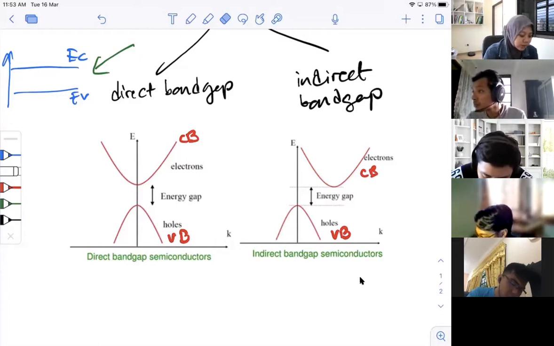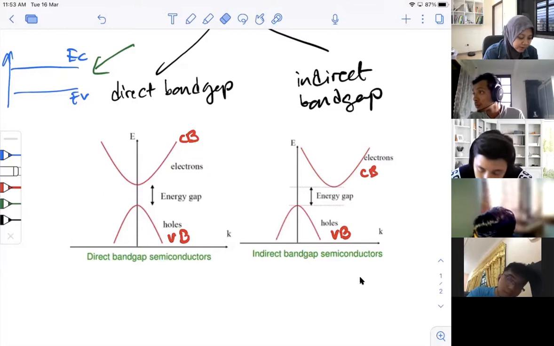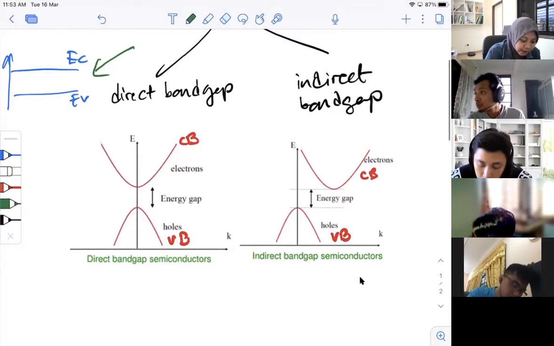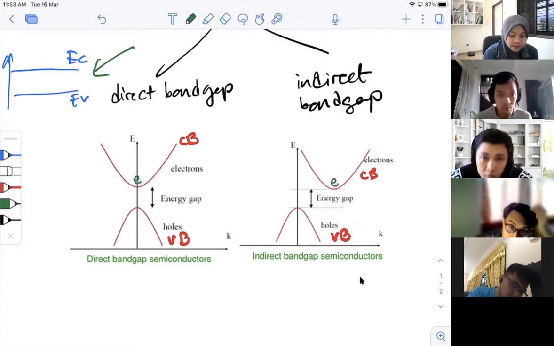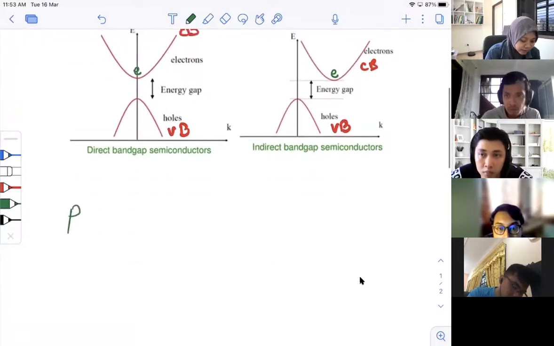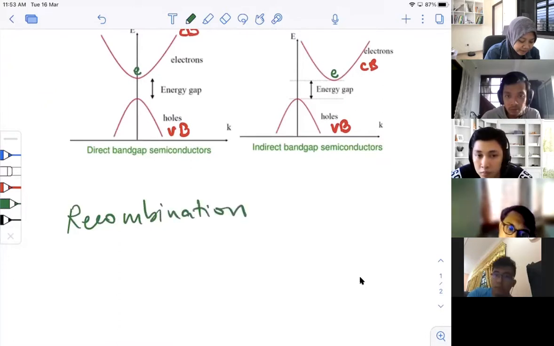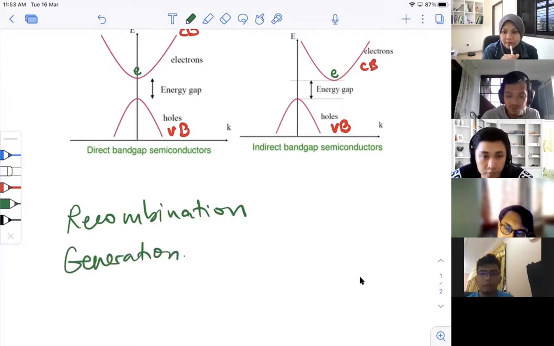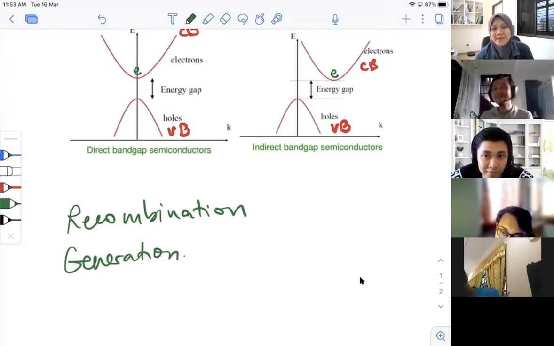Okay, so because what happens is, there is a green. So if you have an electron over here, recombined with the, okay, next bit, I need to introduce the concept of recombination. Do you know what recombination is? No. Pergabungan semula. Wow, hebatnya. Pergabungan semula. Sila explain.